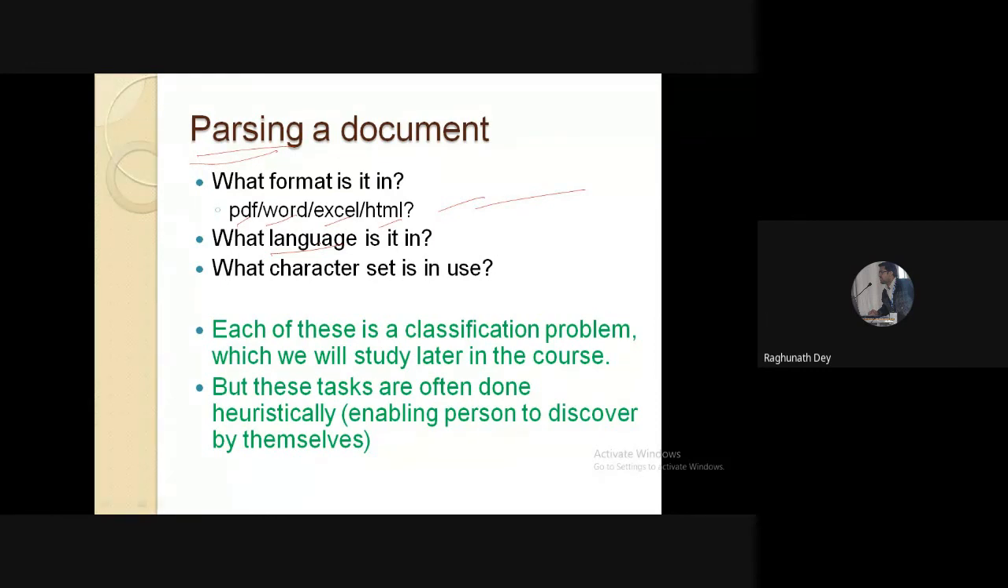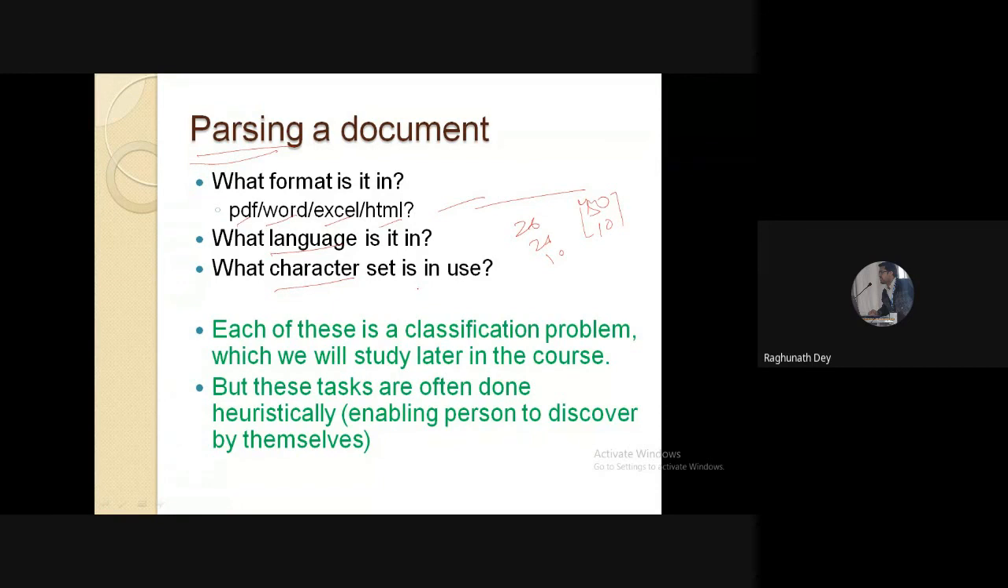If you are able to find the language, the next job will be to find the character set. If it is English, there may be 26 uppercase, 26 lowercase, 10 digits like this. If it is in Odia, that may be 40 or 50 basic characters, 10 digits like this. The number of characters will be different. Like that, if it is a different language, the character set will be different, so that the building of the index will be different.